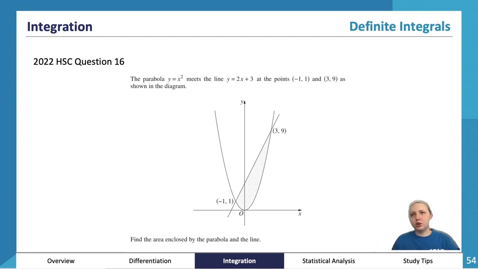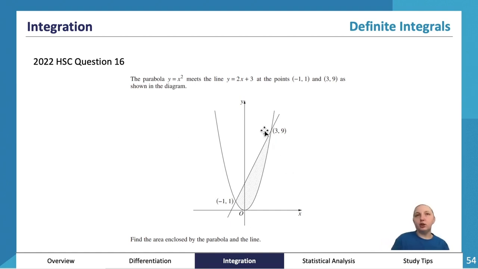So I'm just going to go through this example because this is a new concept and I think it's just easier to explain like this. So this is from the 2022 HSC. So the parabola y equals x squared meets the line y equals 2x plus 3 at the points (-1, 1) and (3, 9) as shown in the diagram.